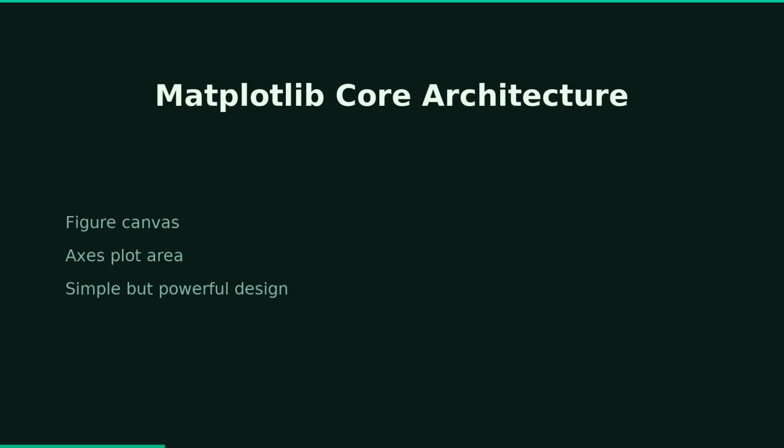Matplotlib's architecture centers on two fundamental components, the figure and axis. The figure serves as your canvas, the overall container for your visualization. The axes represent the actual plot area where your data lives, including the coordinate system, tick marks, and labels. This simple but powerful design allows for both quick plotting and sophisticated customizations.